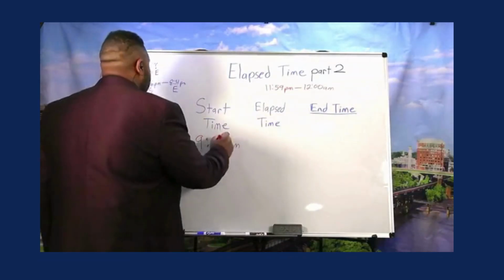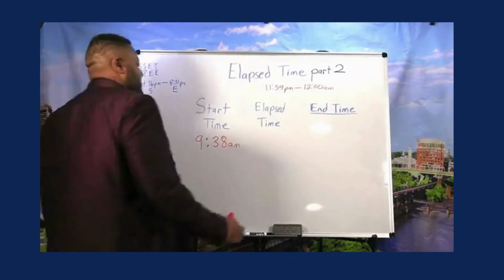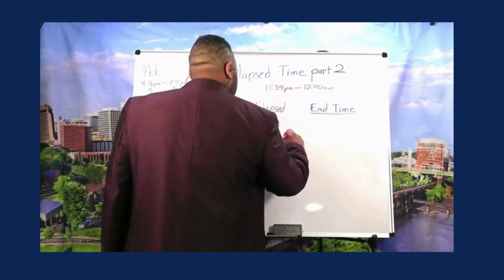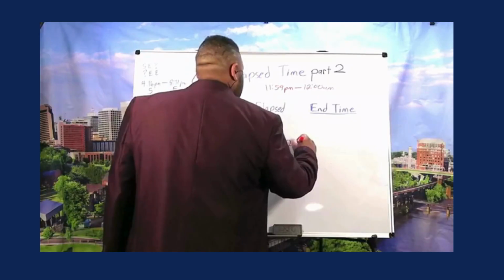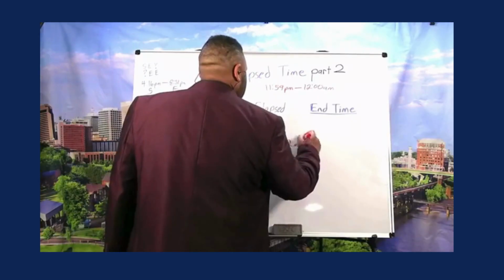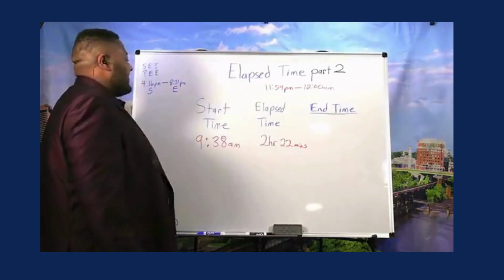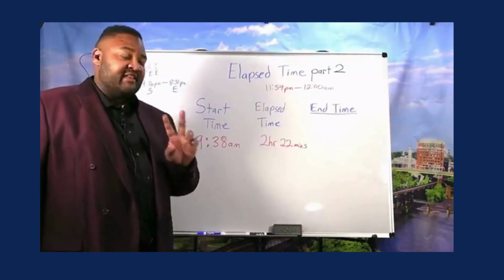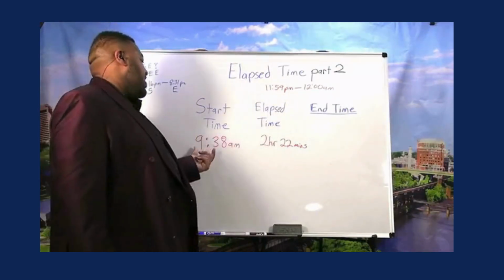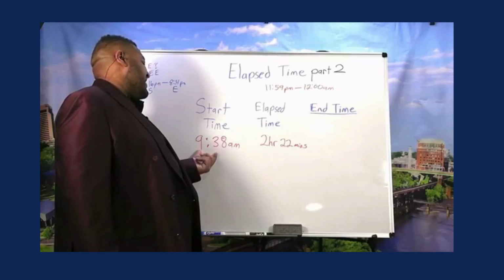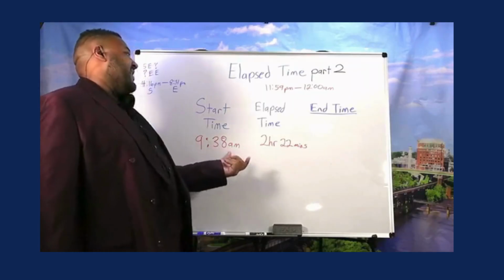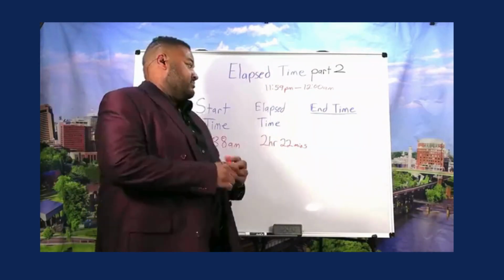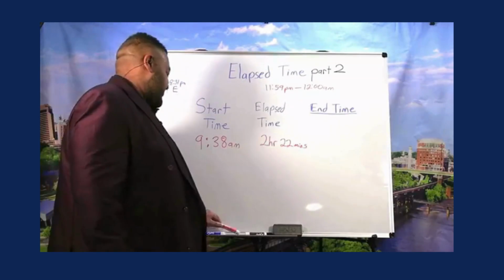That's going to be my start time. My elapsed time is going to be 2 hours and 22 minutes. And I want to find the end time. So we're doing something different this time. We're doing the second stage. I'm going to start with 9:38 a.m. and the elapsed time will be 2 hours and 22 minutes. We're going to do something just a tad bit different this time. Watch carefully.